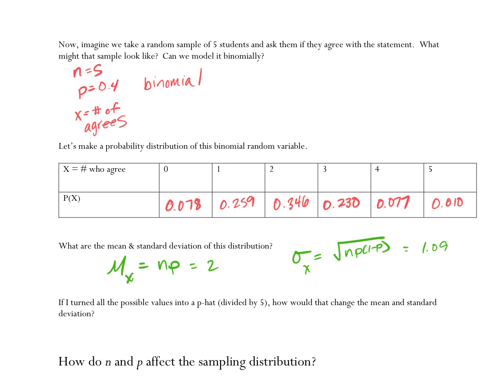The mean. Oh, the mean I got. The mean should be n times p, not n. No, the standard deviation. Don't forget the square root. Oh, yes. Are we good? You guys.